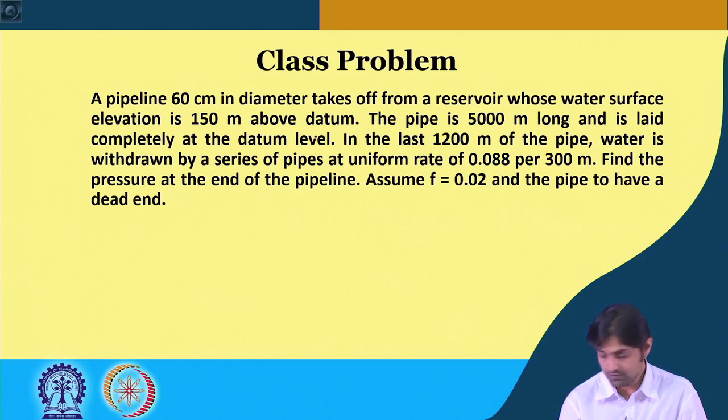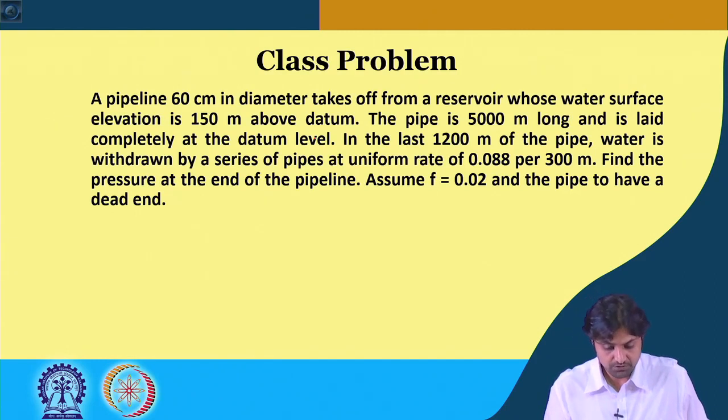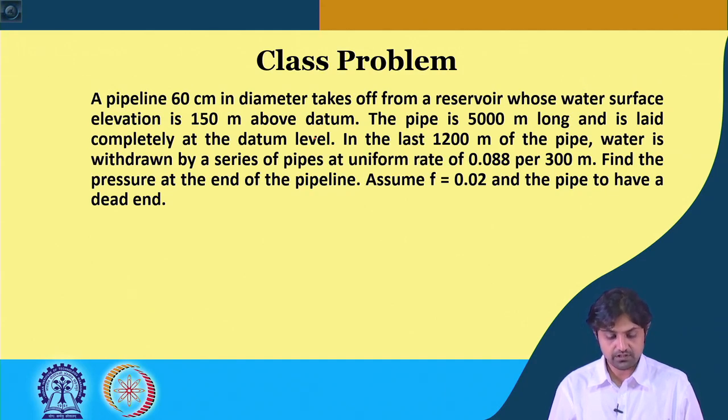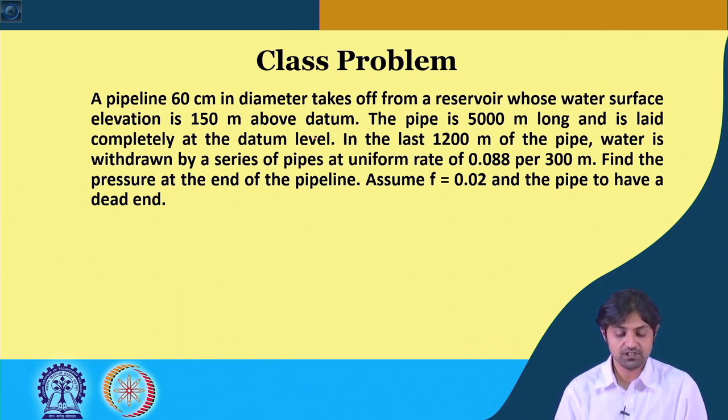Now let's solve a question, so that gives us more confidence. This question is about major and minor losses mainly. It says that a pipeline of 60 centimeter in diameter takes off from a reservoir whose water surface elevation is 150 meter above the datum. The pipe is 5000 meter long and is laid completely at the datum level.